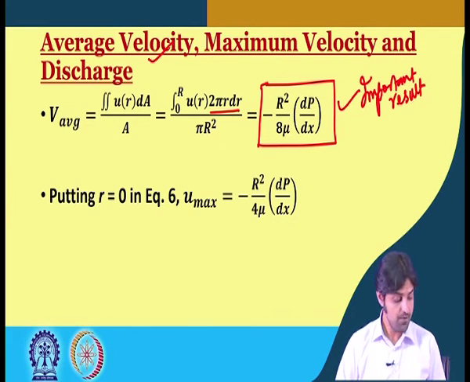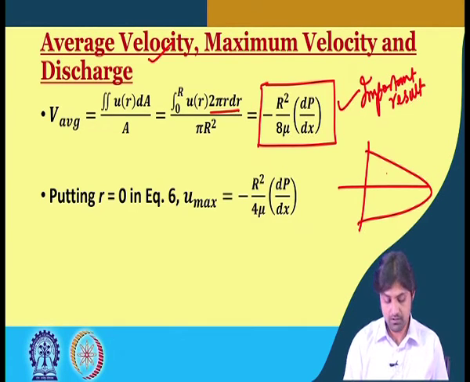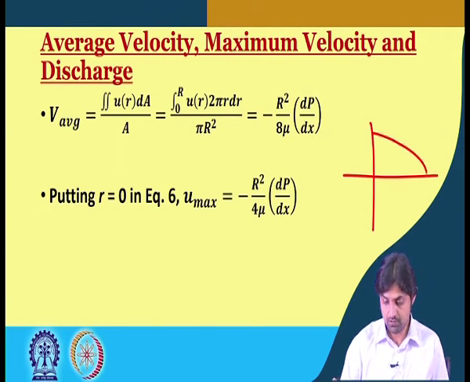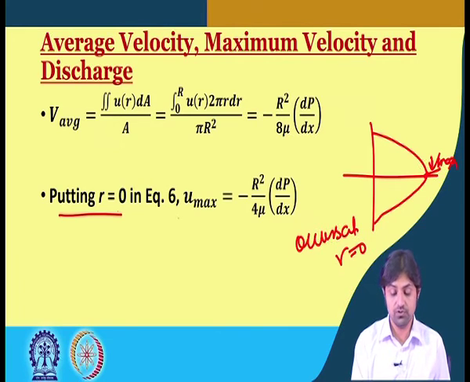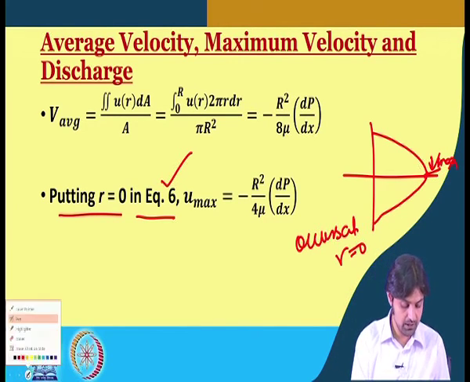So if you see the velocity profile, the parabolic profile, you can easily see the maximum velocity. The maximum velocity occurs at r is equal to 0, right. So if we put r is equal to 0 in the equation from the last slide, that is equation 6, u max will be minus R square by 4 mu dp dx, okay.